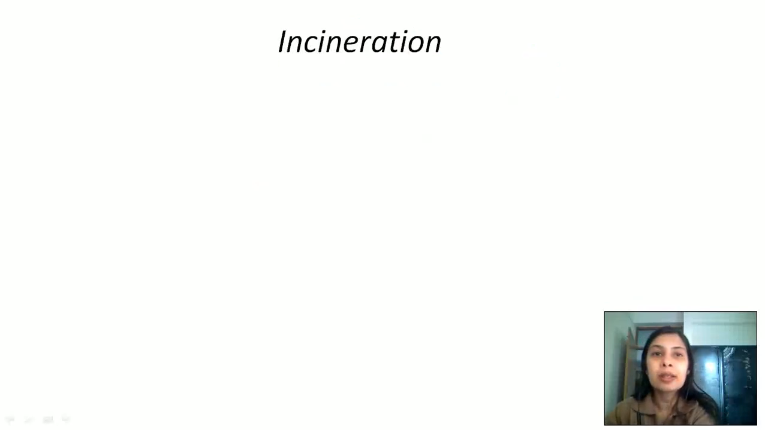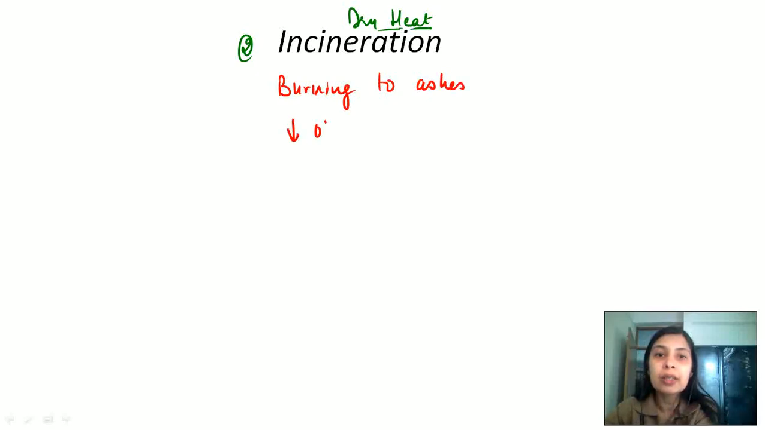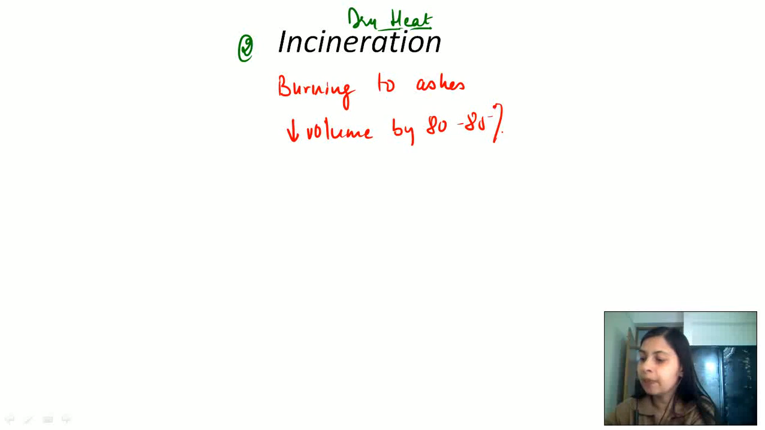The next method of dry heat is incineration. Incineration means burning to ashes, where the volume is decreased by 80 to 85%. The equipment in which incineration is done is called an incinerator. Incinerator. And now what is the temperature?